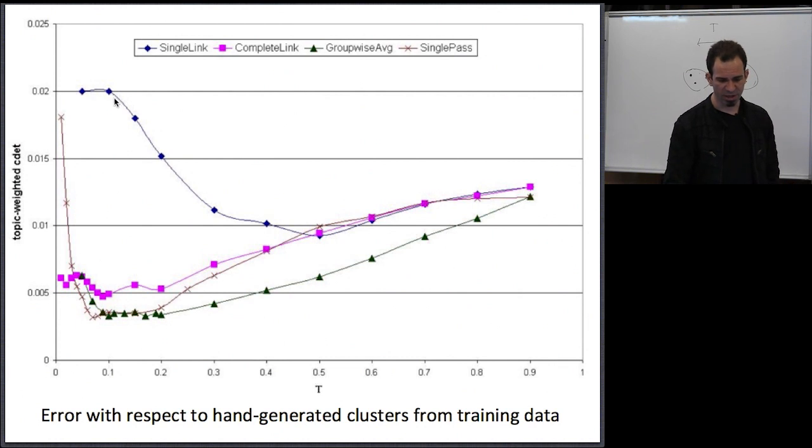This single link is not the greatest. It eventually approaches the performance of the others if you get the T just right. And then the other ones work better at a lower threshold. And this group-wise average, the one where you compare everything to everything else, actually seems to do the best overall. It's generally lower than all the others, but it's also the most expensive. And then you lose a lot by trying to do it all in one pass, as the stories arrive one at a time, which is this brown one, the X's here. It's generally higher than the others, but near the optimum, it's pretty close to the best.